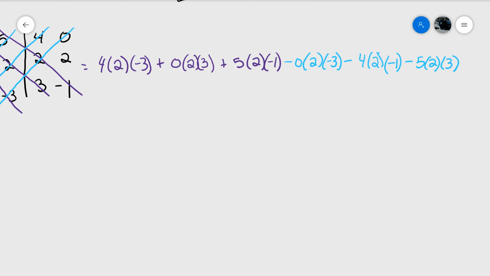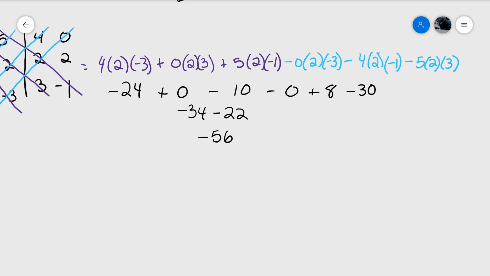Right. And for 3 by 3, you end up having 6 terms when you're done if you get all the diagonals. All right, so let's see, we get minus 24 plus 0, minus 10, minus 0, plus 8, minus 30. Okay, so we get, let's see, minus 34 minus 22, and that becomes minus 56.